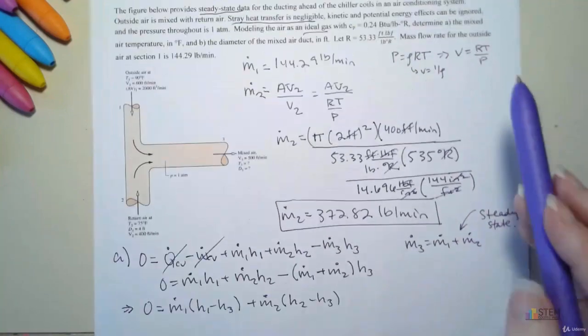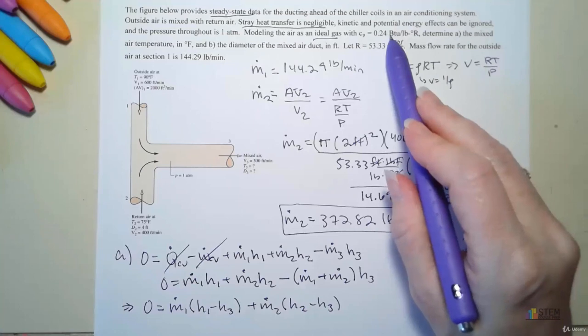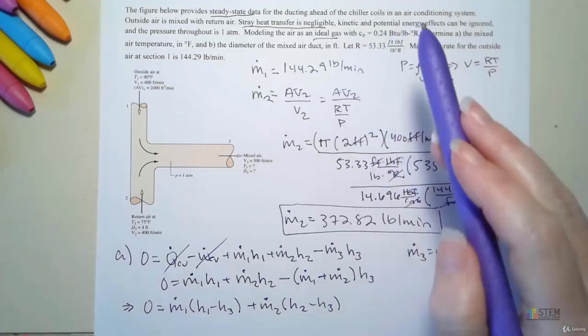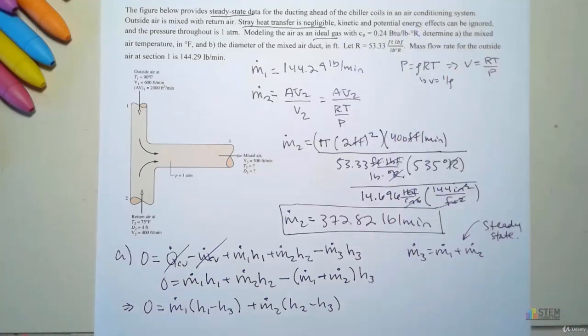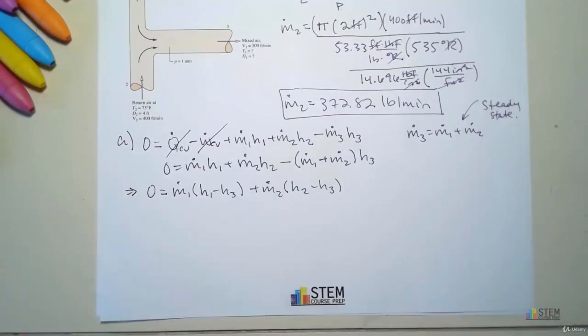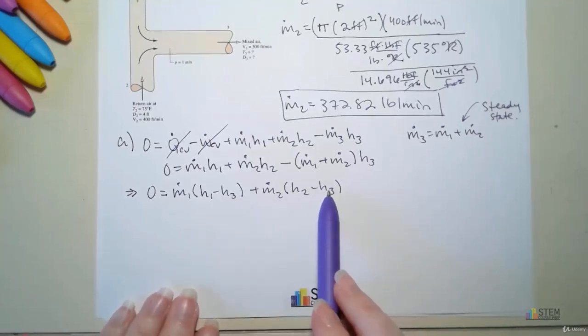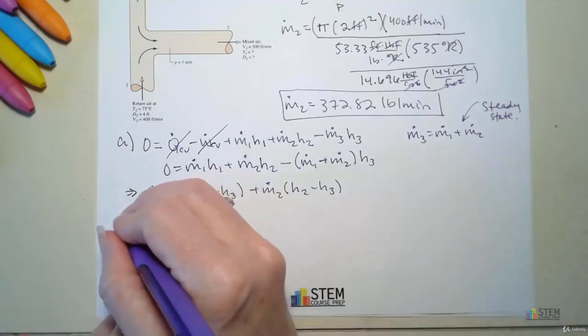Notice before we do that though, we're given this CP value. We've got an ideal gas with a CP value given. Remember, you can find your enthalpy values using CP times temperature. So that's what we're going to do here instead of going into the tables.